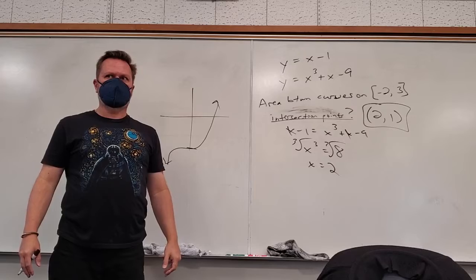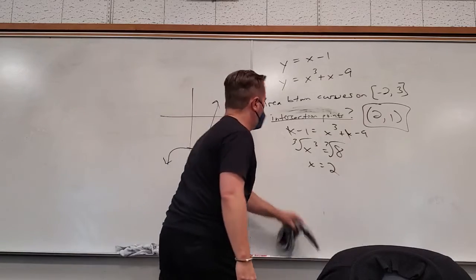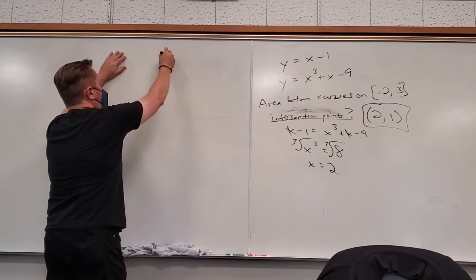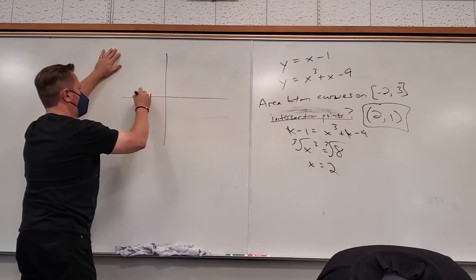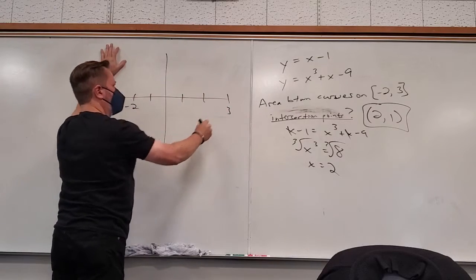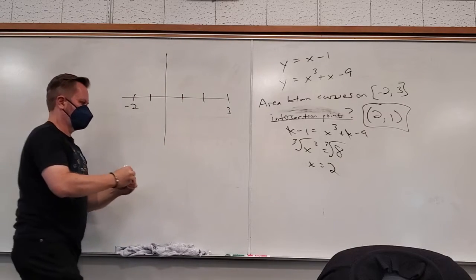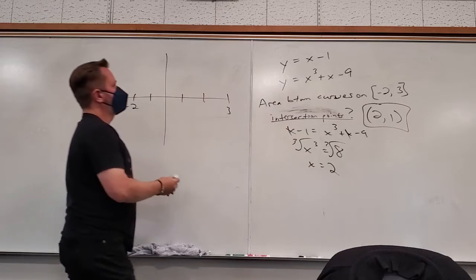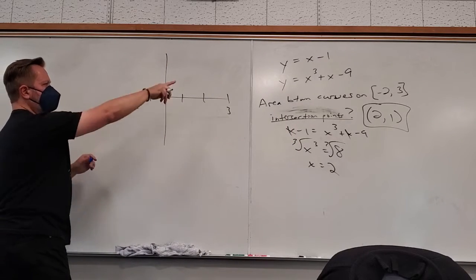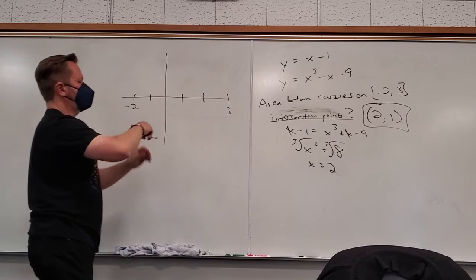Okay, I like it. So let's try to graph this thing. I have an interval to graph it on from -2 to 3. So let's see. X minus 1 is going to be easy to graph. Let's see this other one. He's going to get a little crazy.